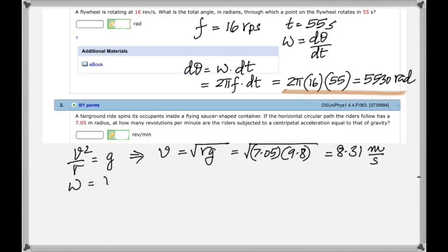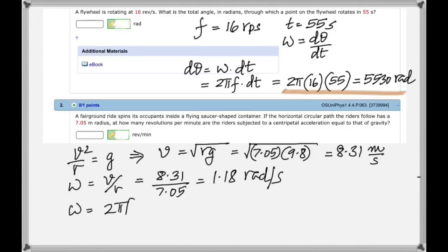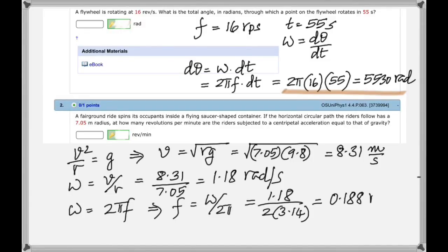Now to go from the velocity to the angular velocity, we use this formula, and then you get the angular speed. Once you get the angular speed, omega is 2 pi f. So f is omega by 2 pi, which gives you the answer in revolutions per second. But they want the answer per minute, so multiply that with 60, which will give you the rotations per minute. That is 11.3.